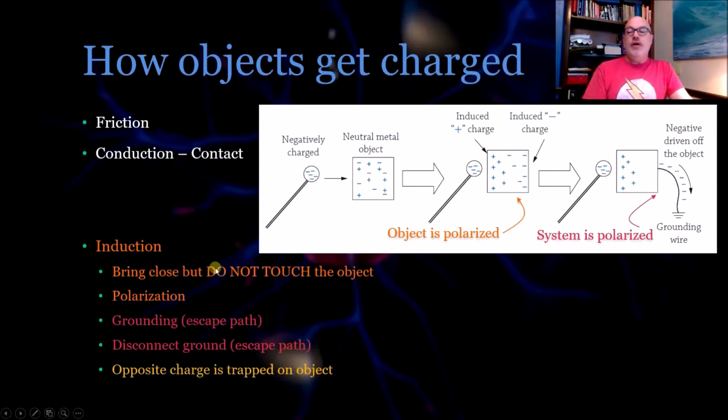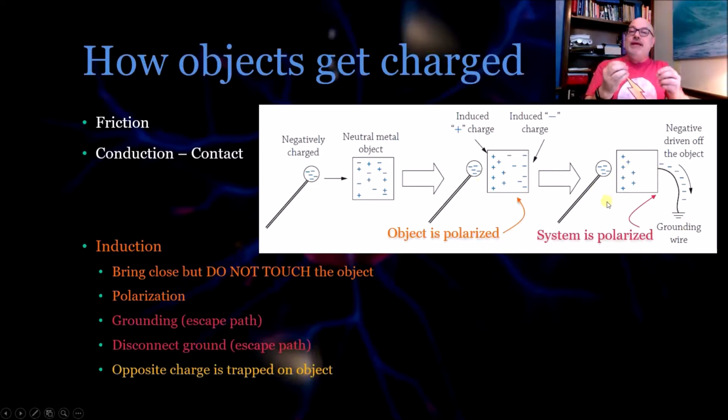Now, if you ground this object, you provide an escape path. And so the deal is now we only had this single object polarized. Now we have a system that includes the object and the Earth that's polarized. So the Earth picks up the negatives, and the excess positives stay on the object. So this too is temporary. If you take this charged object right here away, then these negatives will come back.